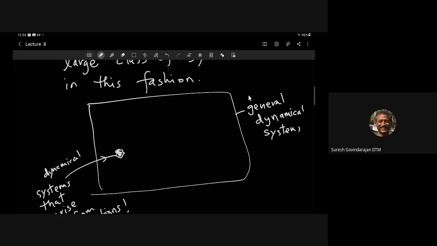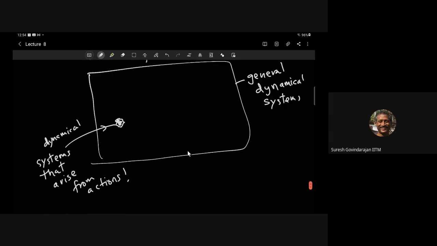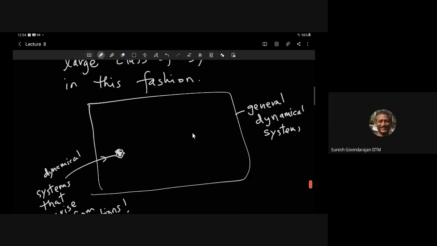It's a wrong statement to say that these are the only examples of interest. It's just that it gives you a large class of interesting examples. And we don't understand why this small island is very, very important. We just know that.